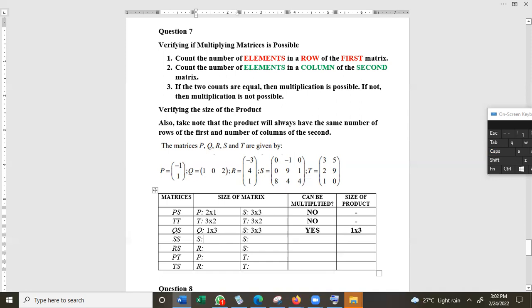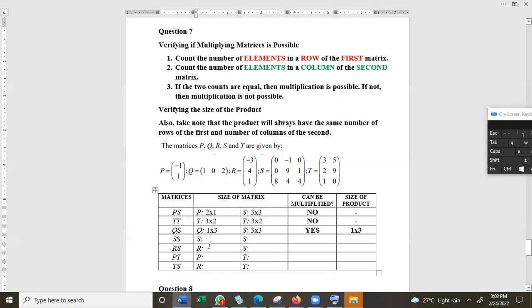So I'm just showing you 2 ways to verify multiplication is possible and 2 ways for the size itself. Okay. Because you can use the size of the matrix to verify and also to find the size.